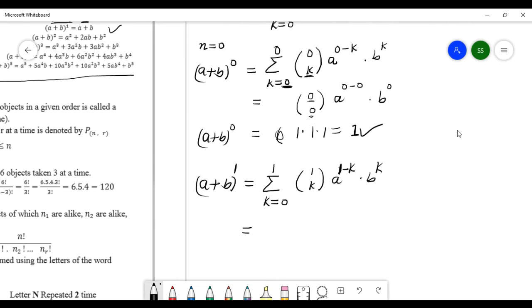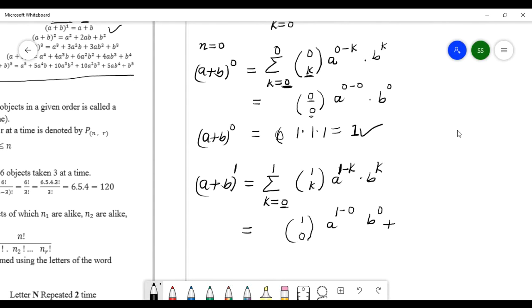So this equal to what? Open this. Start from k equals zero. K equals zero, so here n is present and k is zero. Okay. And then a power 1 minus k equals 0, and b power k equals 0, and then plus.